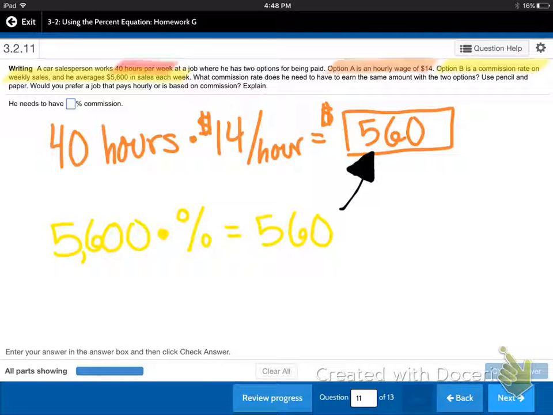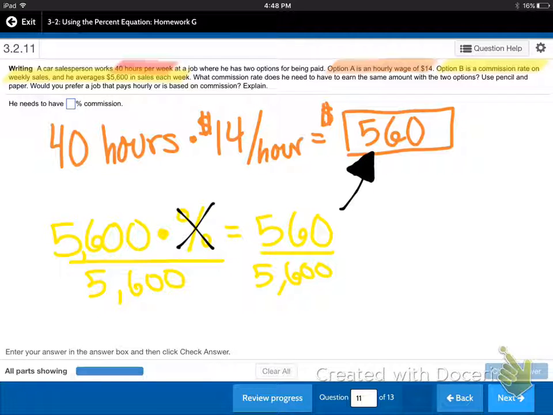Okay, so how do I get percent by itself? Let's say percent wasn't percent. Let's make it an X. That might help you. So 5,600 times X equals 560. How do you get X by itself? Well, you divide both sides by 5,600. Those 5,600s cancel out. So you're left with X equals 560 divided by 5,600, which is 0.1. So X is 0.1 or 10%.